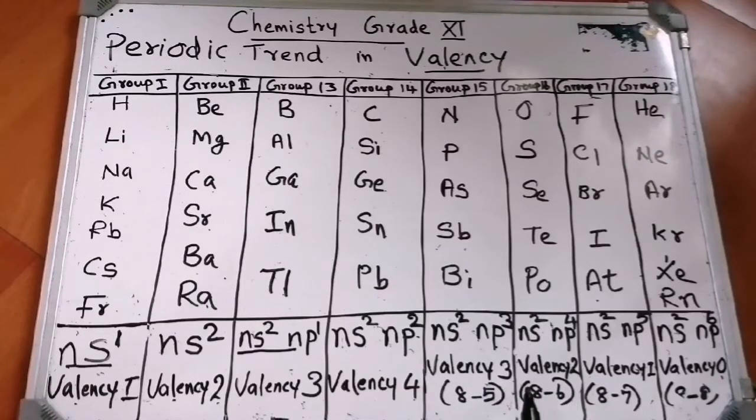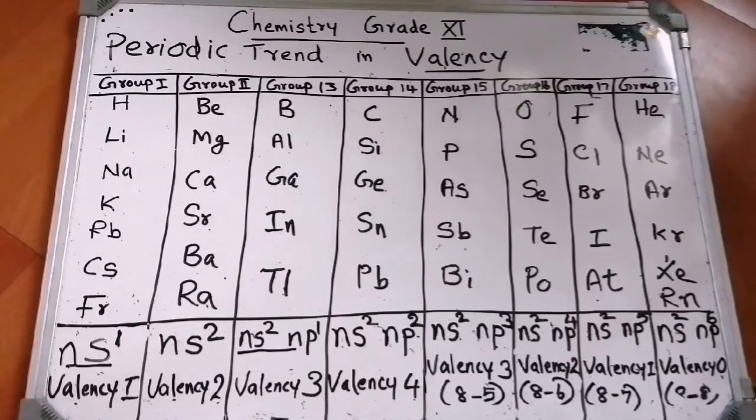Group 16 elements, which include oxygen, sulfur, selenium, tellurium and polonium, their general electronic configuration is ns2 np4. They have 6 electrons in the outermost shell. It is easier for them to gain 8 electrons in the outermost shell by sharing 2 electrons from other elements. So valency is 2, that is 8 minus 6.